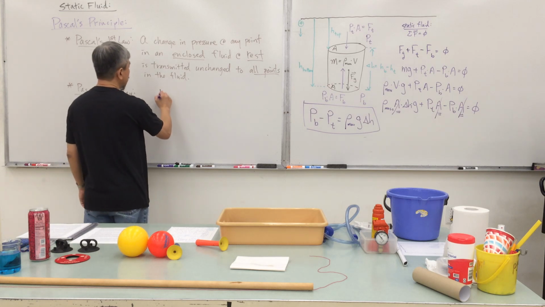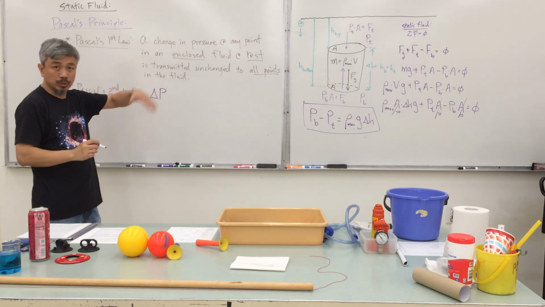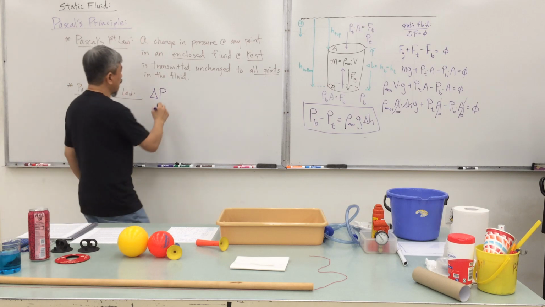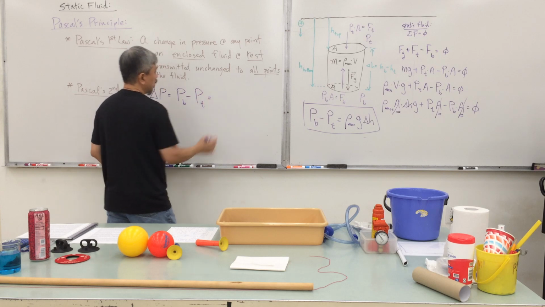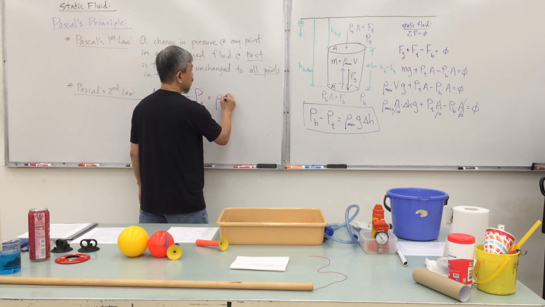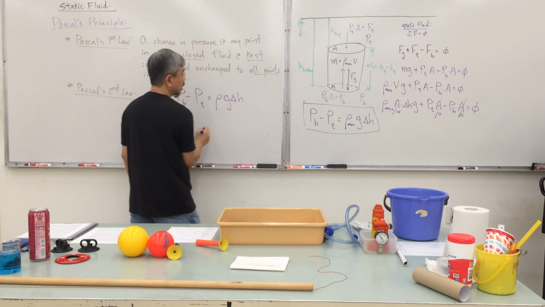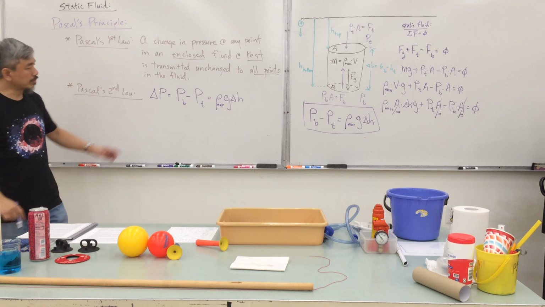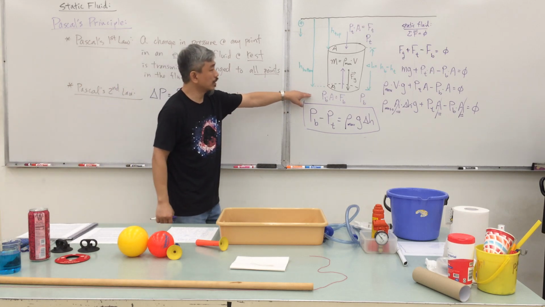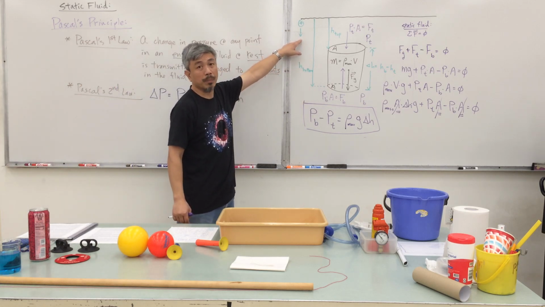Okay? So it tells you that if there is a difference in pressure between 2 points, between the bottom and the top, this is going to be the bottom pressure minus the top pressure. That's going to equal the mass density times g times the height between those 2 points. So what does that mean? That means that the pressure down here is actually bigger than the pressure up here.